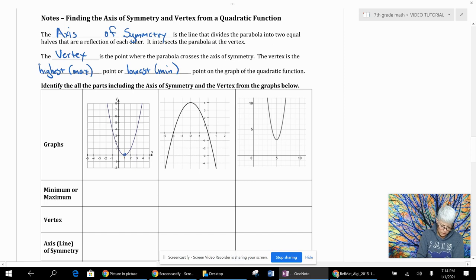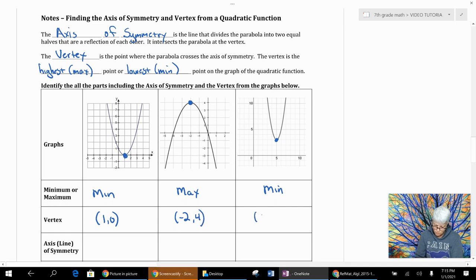So on the first parabola, there it is. It's the minimum. On this one, it's the maximum. On the final one, it is the minimum. So you can see that's the vertex of each one. Now I'm going to name the vertex. This one, it's going to be (1, 0). This one, it will be (-2, 4). And this one, it's going to be (5, 3).